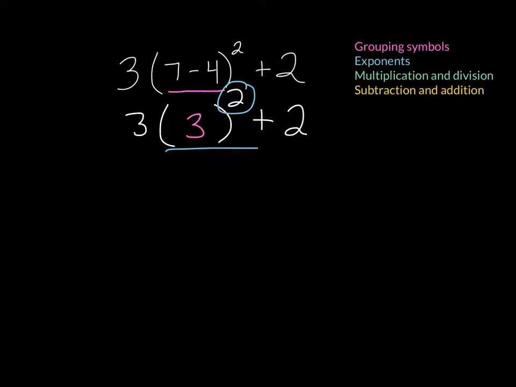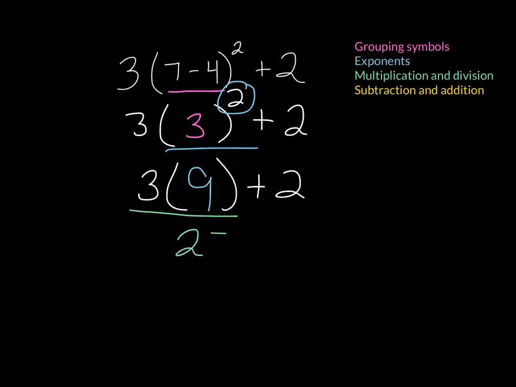3 squared is 9. Again, we recopy everything else as it is. Now we do our multiplication. 3 times 9 is 27. The plus 2 does not change. And we're left with addition. 27 plus 2 is 29.